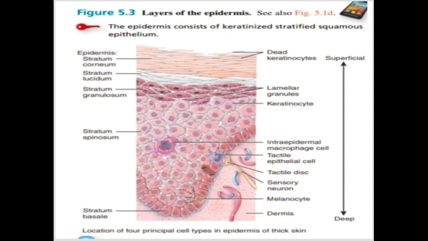It is a single cell thick layer consisting of cuboidal to columnar epithelial cells. It is characterized by the presence of stem cells. The epithelial cells forming tactile discs are also located in this layer. And this stratum basale is the mother of all different layers of the epidermis. That is, it gives rise to the cells of all different layers of epidermis.